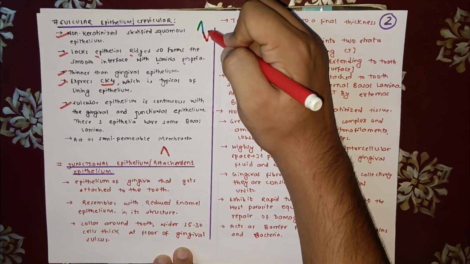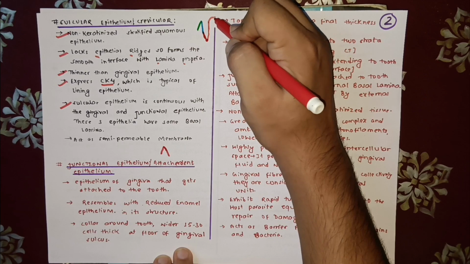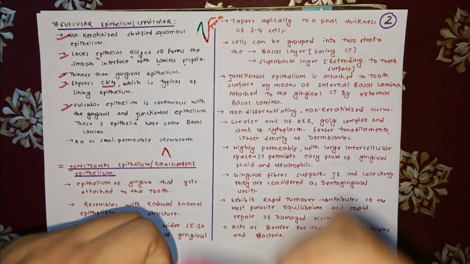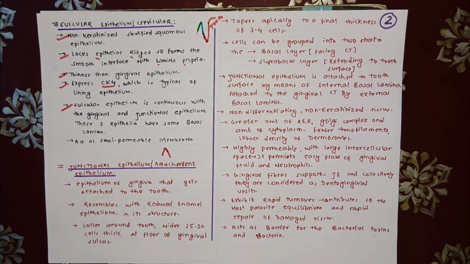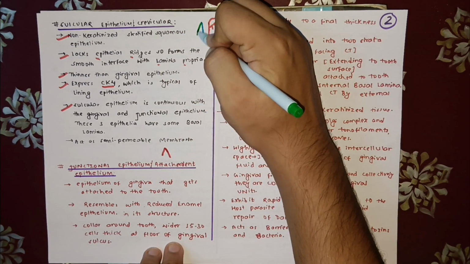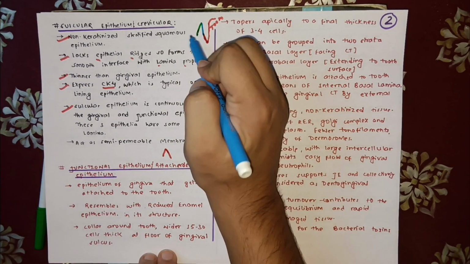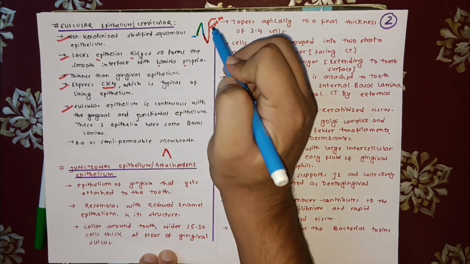From here we can see the tooth structure. So this is the tooth, and on this side we can see the free gingiva. Here is the free gingiva.